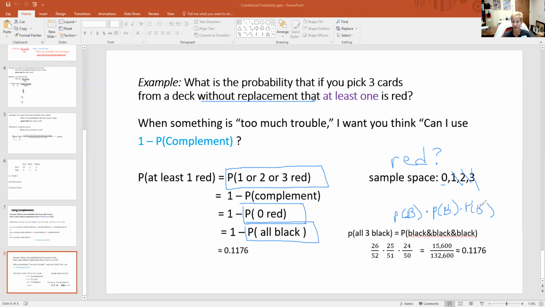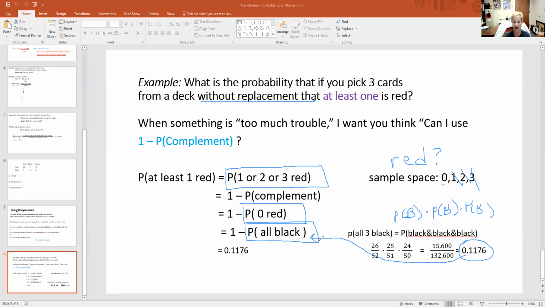Then when I go back for my third pick, what's the chance that one's black? Now again, I picked 2 cards, so now I'm down to 50 cards. Remember, I'm assuming these 2 things have already happened, so they're both black. So now I've only got 24 left. So when you multiply straight across the top, you get the 15,600. When you multiply straight across the bottom, you get this number. When I divide and round, I get about this number. So this one is the answer to this.